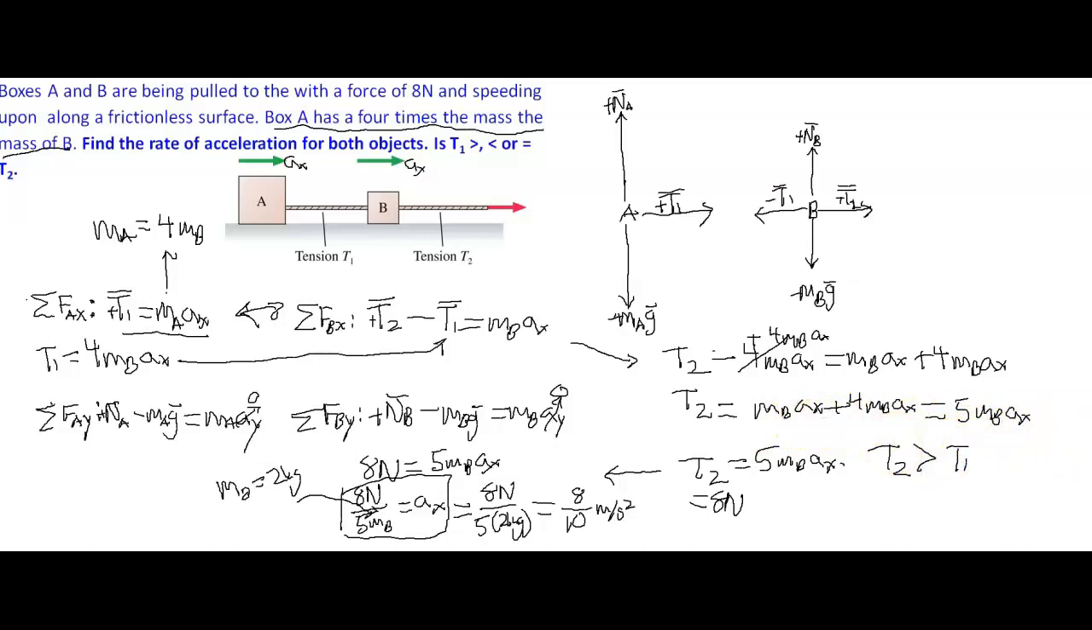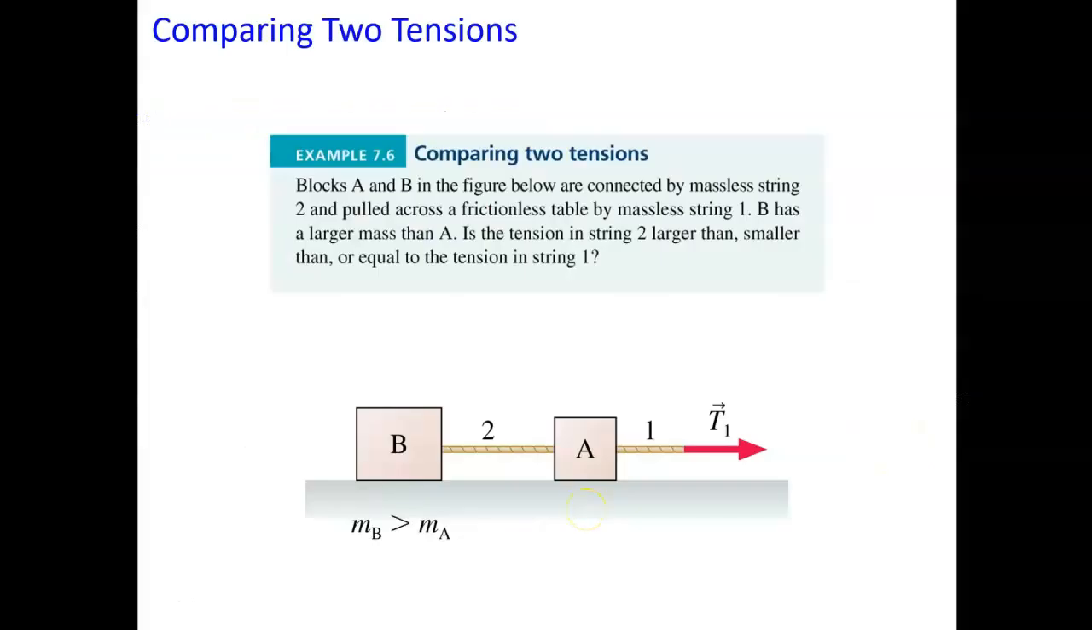All right, let's move on to another problem. So these next couple slides I added because I wanted you to see other authors approaching the same problem. So this is Knight's approach to the same problem. Right here, they're just defining the problem that we just did. In this case, they're only comparing tension 2 to tension 1. They're not solving for the acceleration like we did.